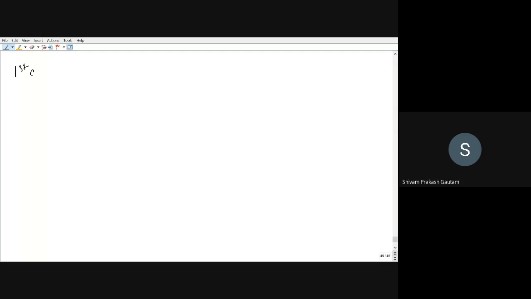First case, for unit impulse input. Unit impulse input means R(t) in this case is delta t. So R of S will be equal to how much? Tell me. What is the Laplace transform of impulse function?